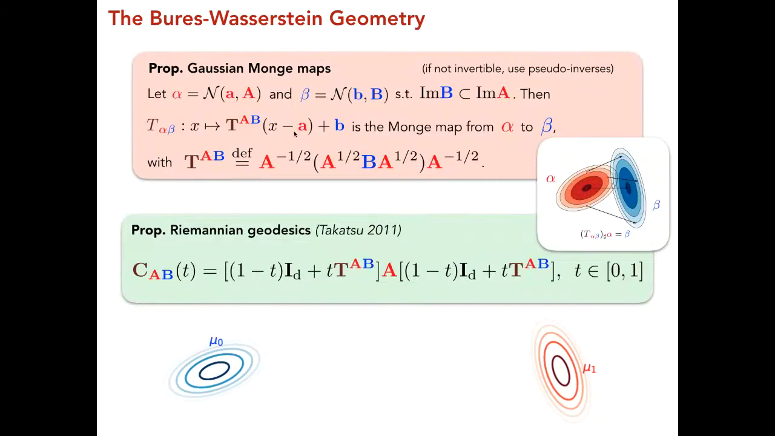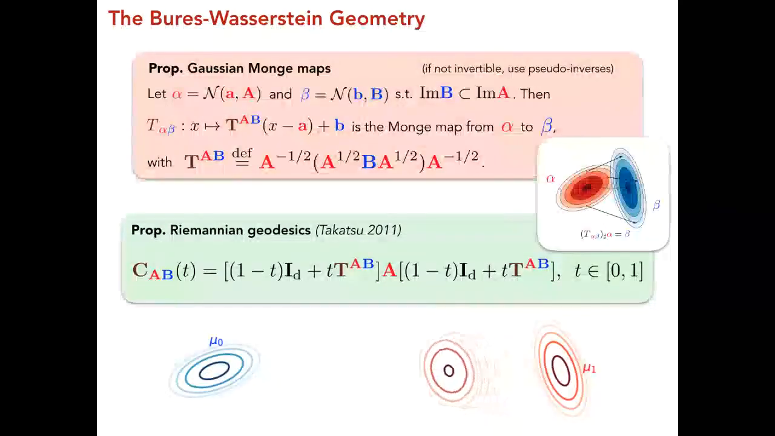And actually, from those transportation maps, we can also derive the Riemannian geodesics between the covariance matrices, so the Bures Riemannian geodesics, which are also the Wasserstein Riemannian geodesics for a Gaussian distribution, right?